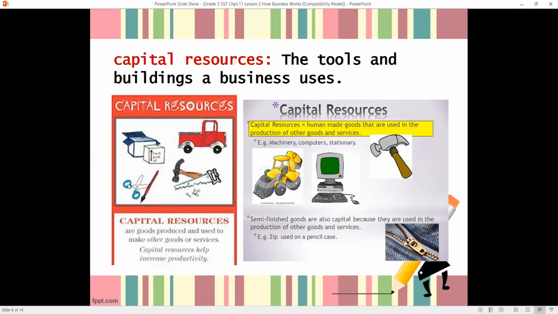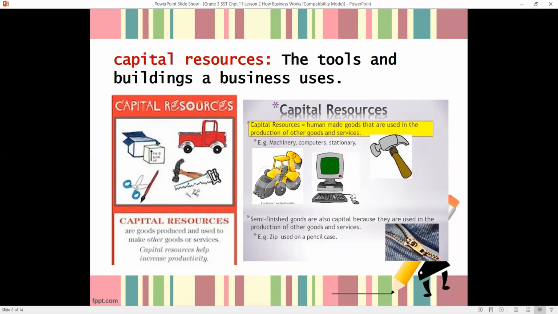Here you have the scissors and a paintbrush, a carpenter's tool. These all come under capital resource. That is, human-made goods that are used in the production of other goods and services. Like this computer, which is made by human beings. And why do we use this?